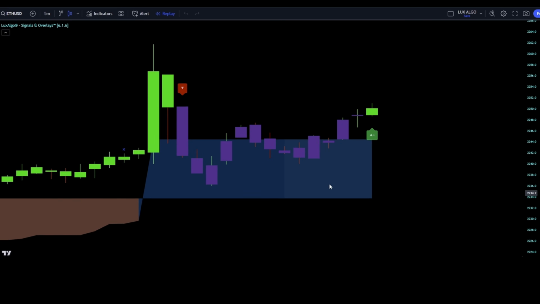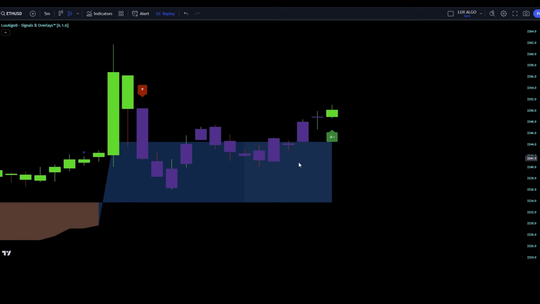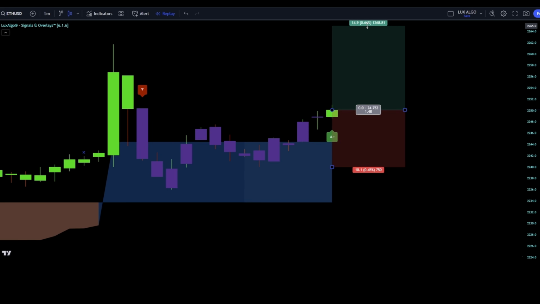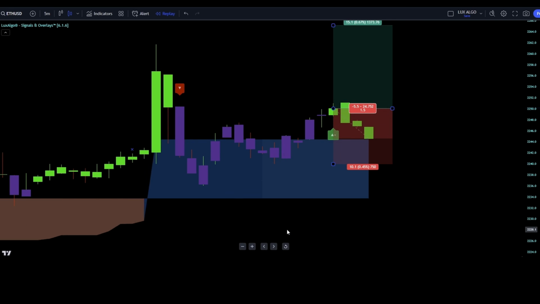Let me show you another example for a valid long entry signal. So let's check 3 easy steps: blue-colored Neo Cloud, strong buy signal, green-colored candle, stop loss at the recent low. And we are targeting a 1 to 1.5 risk-reward ratio.